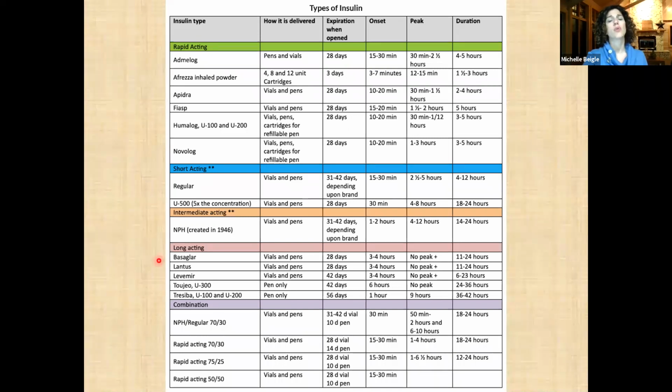Now, you'll see this both with type 1 and type 2 diabetics, but I think you'll see, as we start to talk about the medications that we use for type 2 diabetes now, that we use less and less insulin than what we used to. But these long-acting insulins really have no peak.